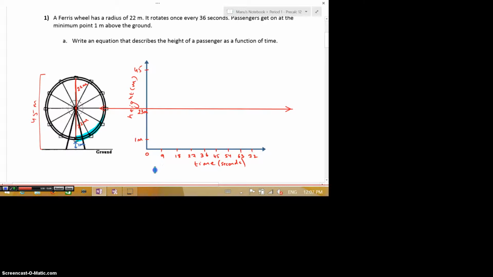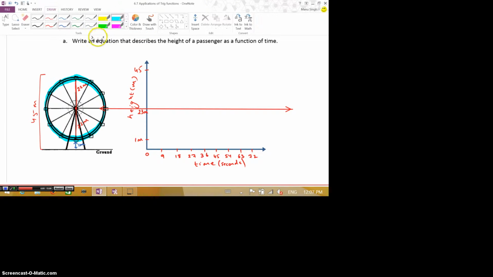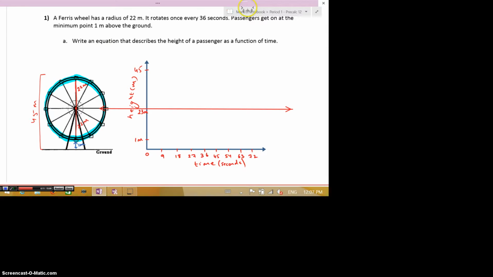The height's going to reach 23 meters above the ground. Then it's going to go all the way up. It's going to reach a height of 45 meters above the ground. And then they're going to start coming back down again. Slowly the height's coming down to 23 again, all the way around, down to 1 again. So when the person starts, the person's going to start at a height of 1 meter. When a full cycle ends, the person's going to be back down to 1 meter again, above the ground.